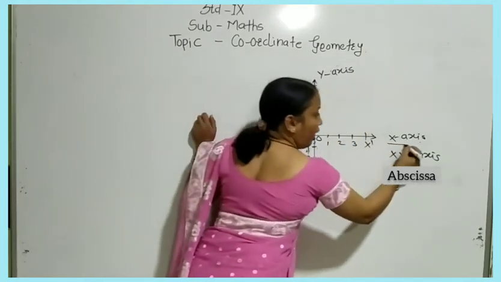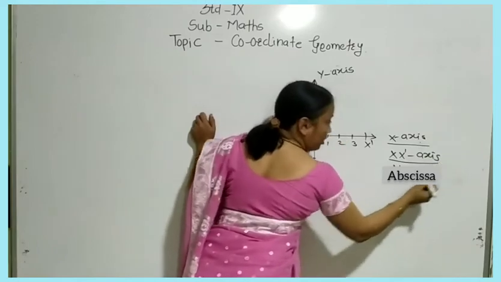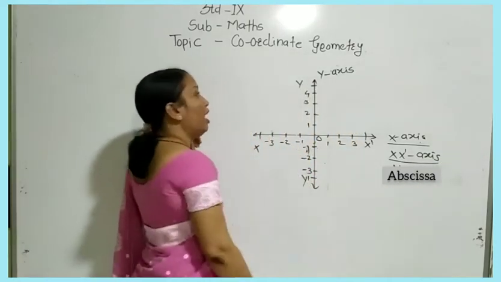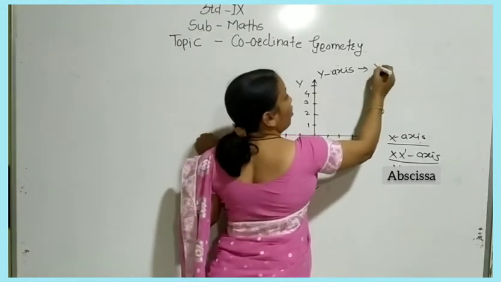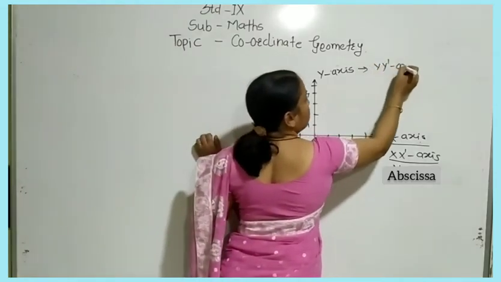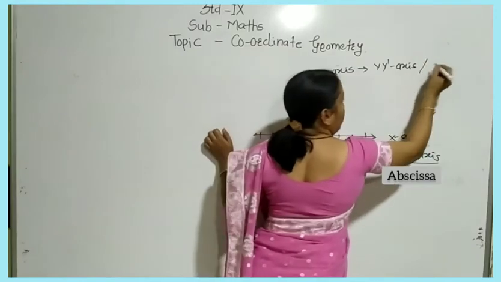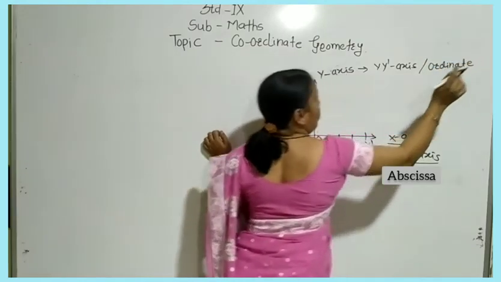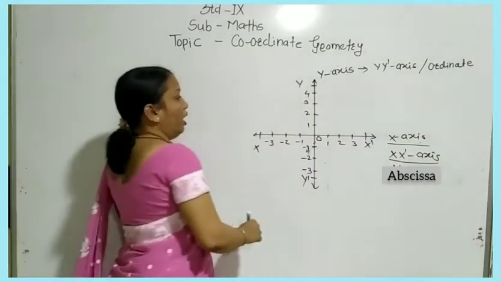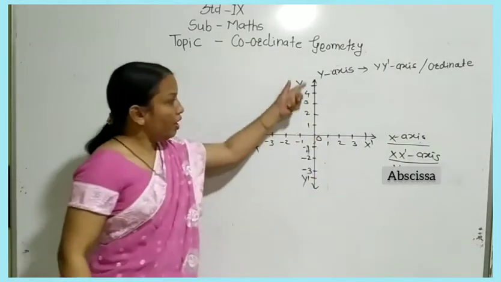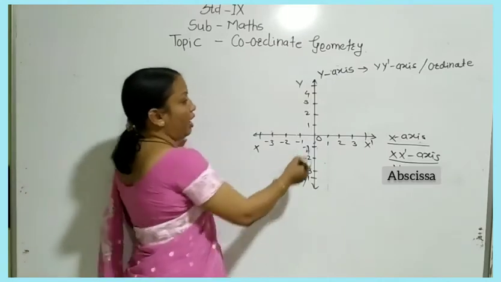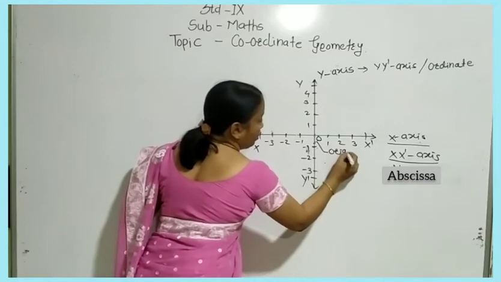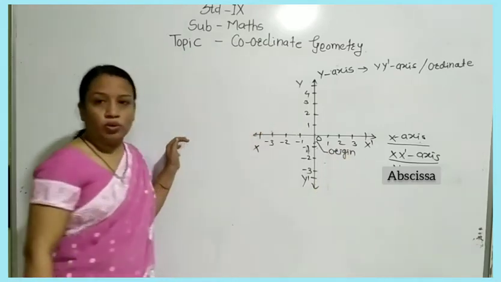What is the x axis or x dash axis? Abscissa. It is also called abscissa. Y axis or y dash axis is also called the ordinate. Now the x and y axes intersect at 0, and that is called the origin.